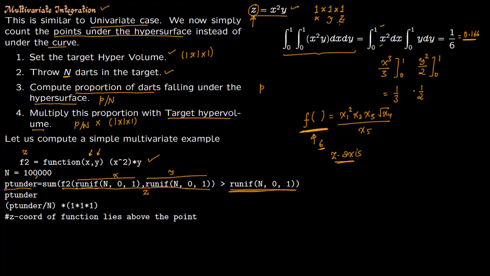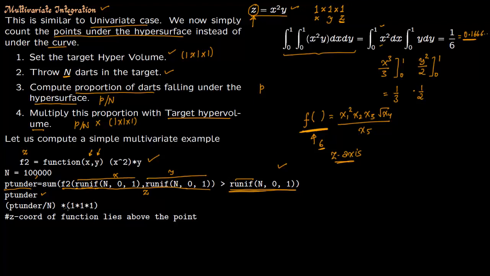Here we are saying the 3rd coordinate is z, which lies between 0 and 1. So you're taking the 3rd coordinate r uniform between 0 and 1. So in this case you will take the 6th coordinate, but this coordinate corresponds to the function part. So here the function is z. So this is between 0 and 1. So then you can compute the points under the hypersurface. Then again p by n is a proportion, points under divided by n. You multiply it with the target area. So here we are getting 0.166 and so on.